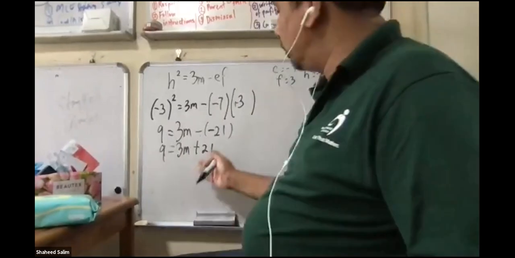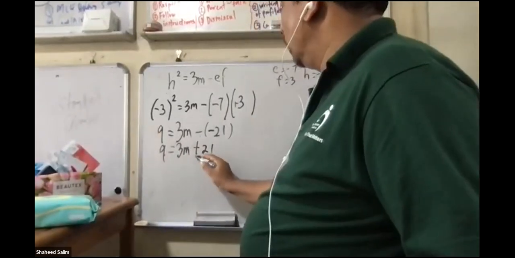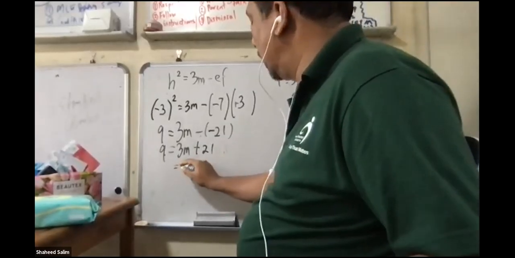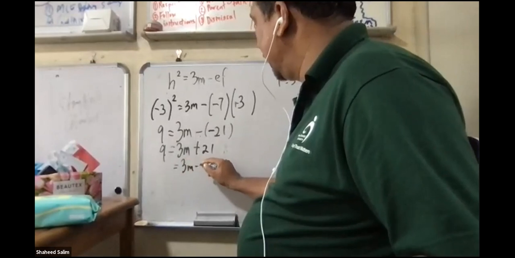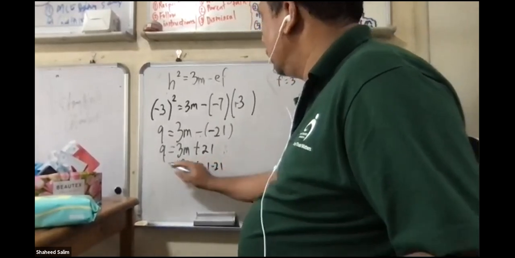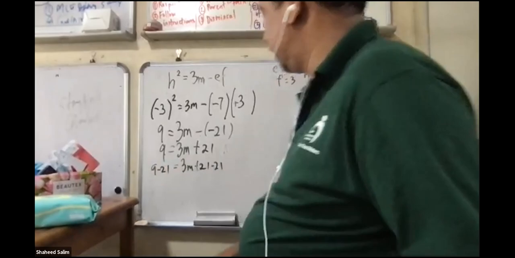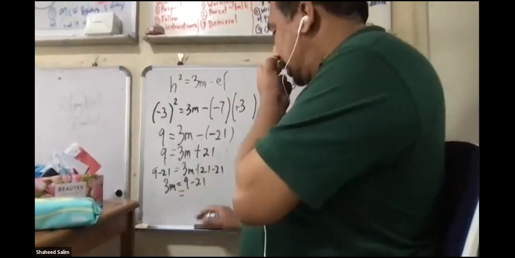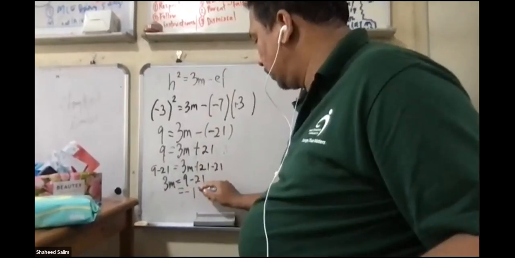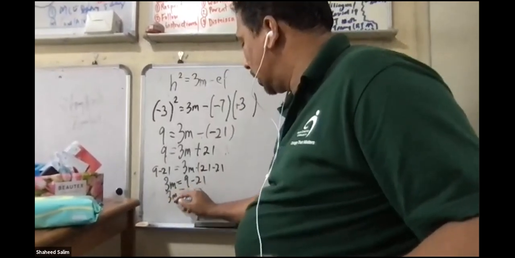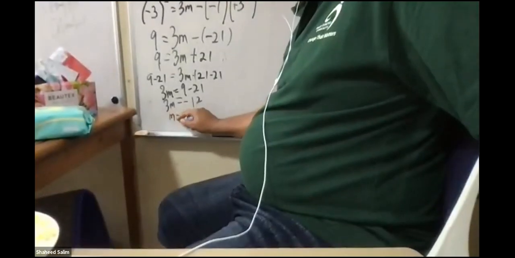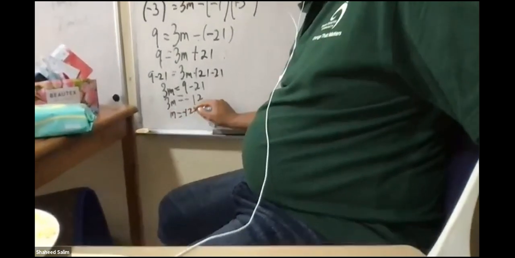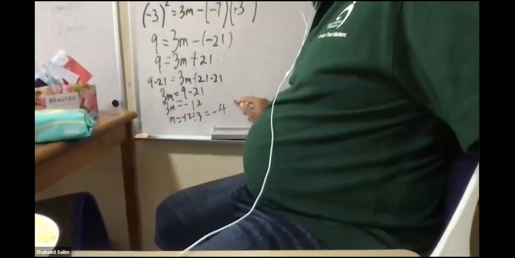Now we have the issue that we want to push this one over the side. You want to get rid of 21, you minus 21 here. Okay, but we put it below lah. 3m plus 21 minus 21 here must also minus 21 here. So you get 3m equals to 9 minus 21, which is equals to negative 12. 3m equals to negative 12. m is equals to negative 12 divided by 3 equals to negative 4.